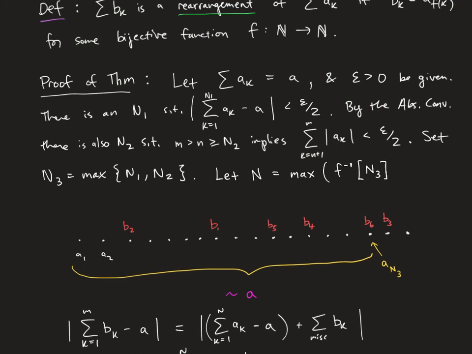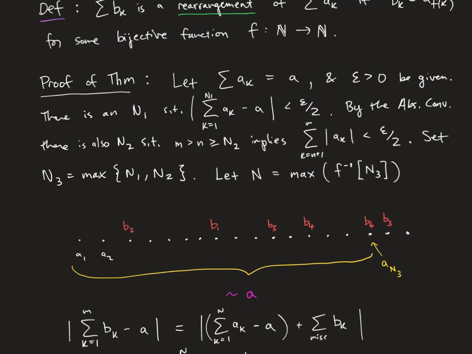This is my notation for the first N3 natural numbers, not integers, natural numbers. Then we take the inverse image by this f. So we look at all of the natural numbers that map into this set from 1 to N3 and look at the biggest one of those. In terms of this picture down here, this big N is just saying how many of these b's do we have to take before the first N3 a's are covered.